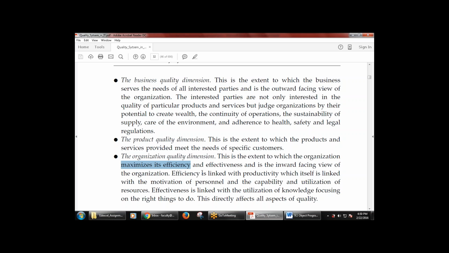That is the extent to which the organization maximizes its efficiency and effectiveness, and it is the inward facing view of the organization. That means how we are taking the inward facing view of the organization. And efficiency is linked with productivity, which itself is linked with the motivation of the personnel. If I'm talking about the organization quality dimensions, that means the dimensions of quality are perfect for the organization, meeting its efficiency and effectiveness, as the inward facing view of the organization.